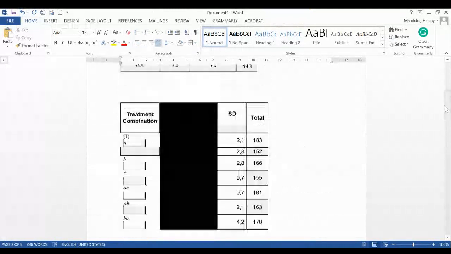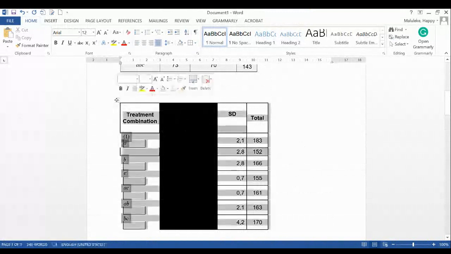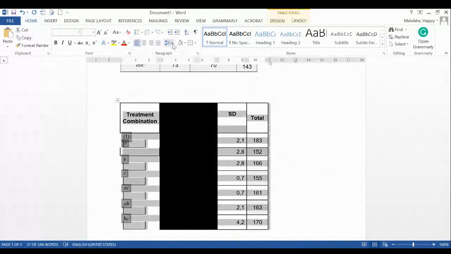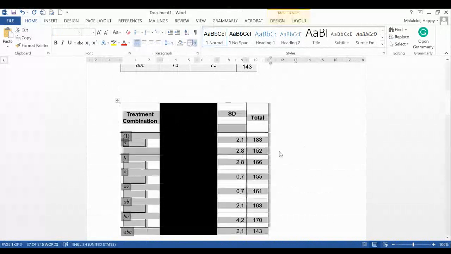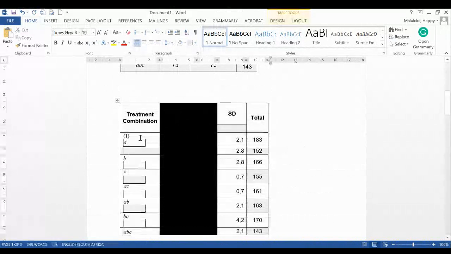Let's check this table now. The second table. Don't worry about the weighting. In the second table now, you are given the totals for each treatment combination and their standard deviations.